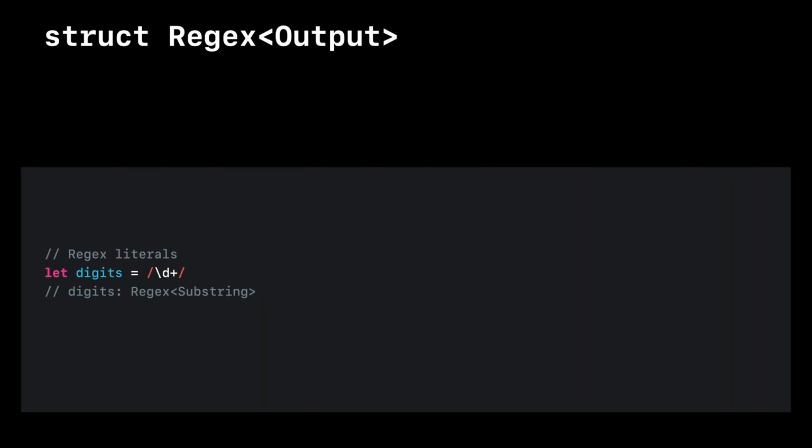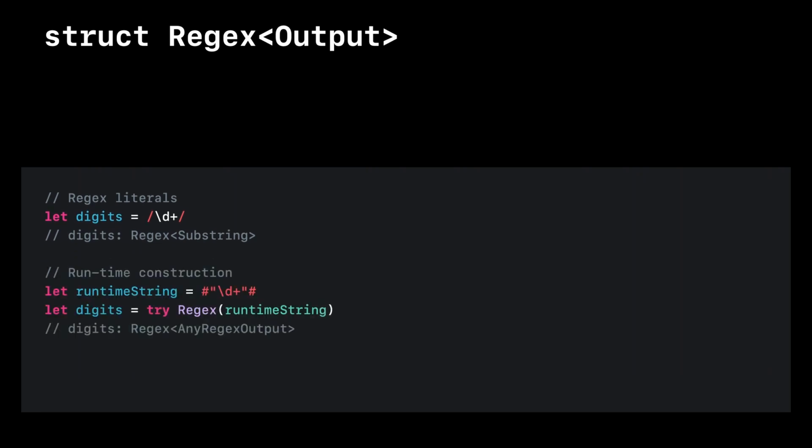Regex is a struct generic over its output, which is the result of applying it, including captures. You can create one using a literal containing regex syntax in between slash delimiters. Swift's regex syntax is compatible with Perl, Python, Ruby, Java, NS regular expression, and many, many others. This regex matches 1 or more digits. The compiler knows regex syntax, so you'll get syntax highlighting, compile time errors, and even strongly typed captures, which we'll be meeting later.